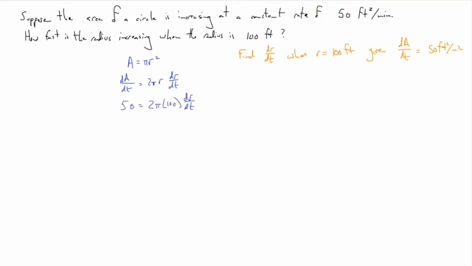And so plugging those values in gives us this equation right here. And after you simplify, you get that dr/dt is 1 over 4 pi feet per minute. If the area is measured in square feet and the rate of change of the area is in square feet per minute, then the rate of change of the radius is in feet per minute.